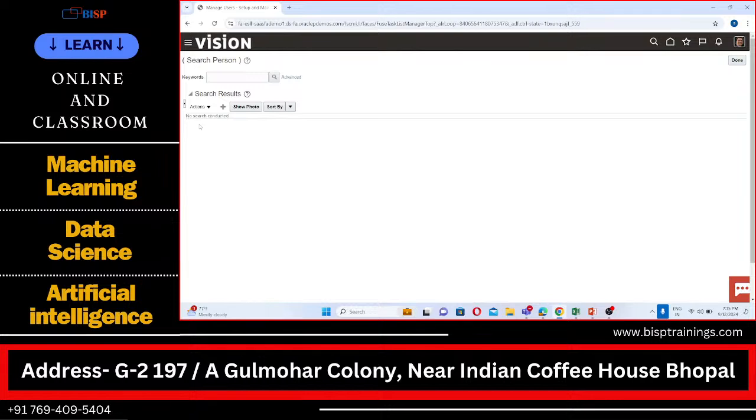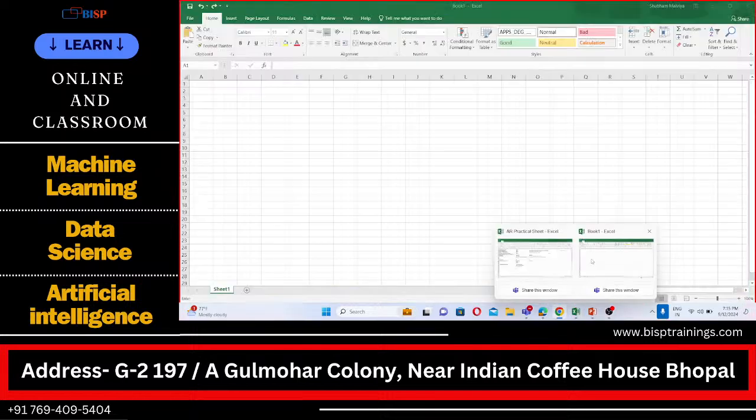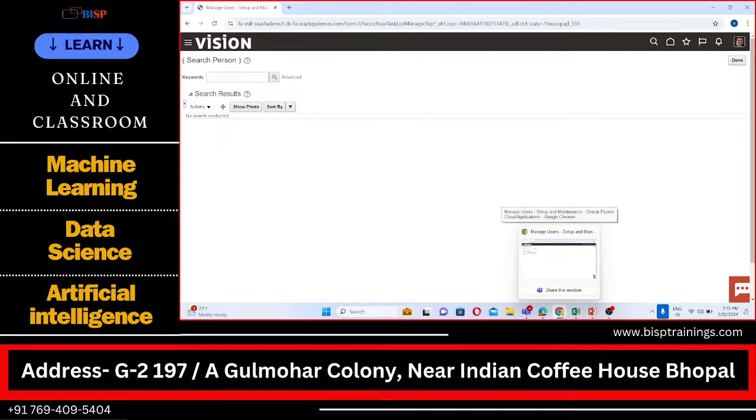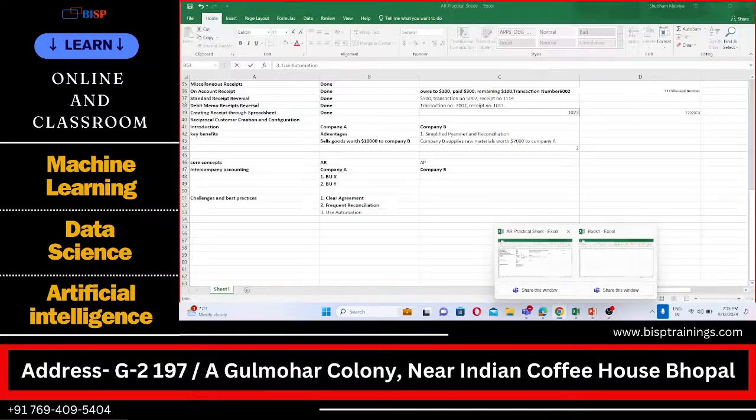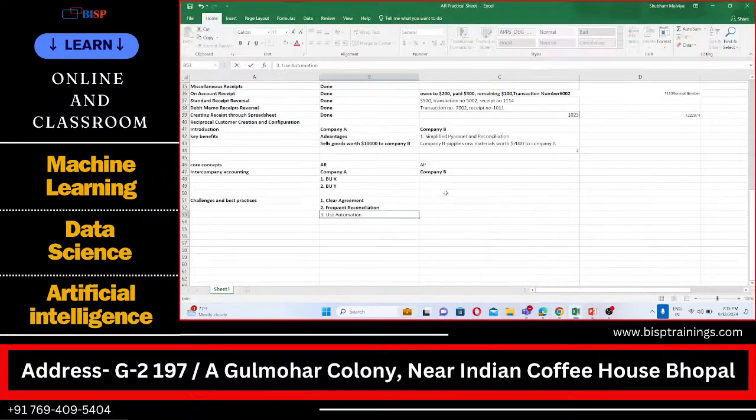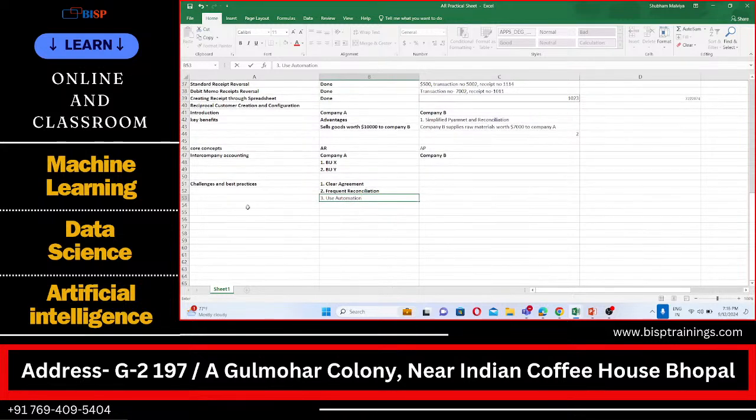This configuration and all, I'll explain tomorrow. Today we are only covering the theoretical aspects of reciprocal customers because it's a deep concept. For the practical and configuration, tomorrow I'm going to explain.